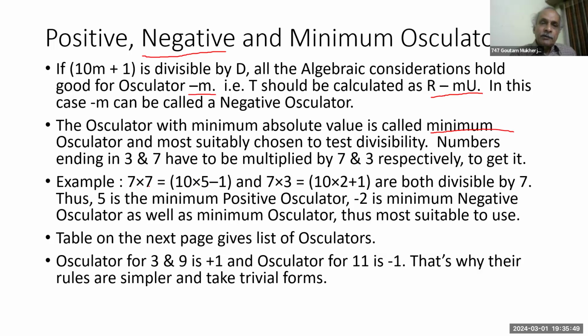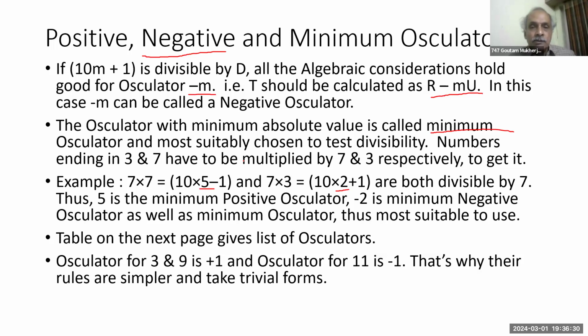Example, 7 into 7 is equal to 10 into 5 minus 1. But 7 into 3 is equal to 10 into 2 plus 1. So 5 will be my minimum positive oscillator, and 2 will be my minimum negative oscillator. 21 is divisible by 7, so 10 into 2 plus 1. So in case of 7 and in case of 9, it is better to use the negative oscillator.